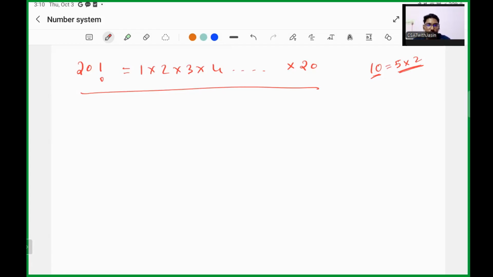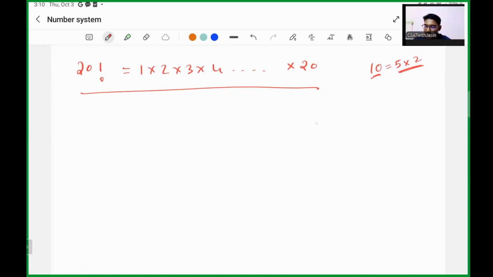Yes, 2 will be more. Why? Because there are many numbers here which has 2. Like 2, 4, 6, 8. 8 has 3 2s. 8 is 2 into 2 into 2. So 10, 12, 14, 16. All these numbers have 2. Right? So 2 will be more. Many numbers are there which is having 2. But what about 5? 5 is very less. 5 will be only in 5, 10, 15, 20 like that.